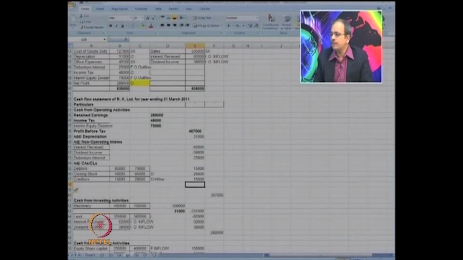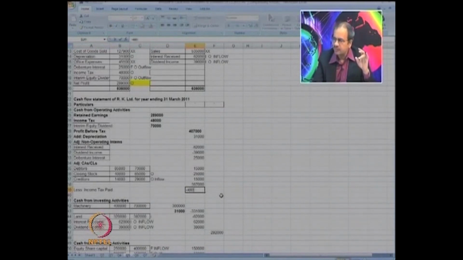If you take the sum of all these items, it comes to 367. We have to go for less income tax, because income tax paid is an outflow. In this case, you can see there are two effects done for income tax. Income tax was once added because we want to calculate PBT, and again it is shown as a deduction because it represents an outflow.